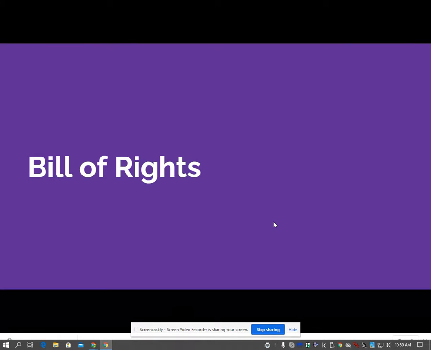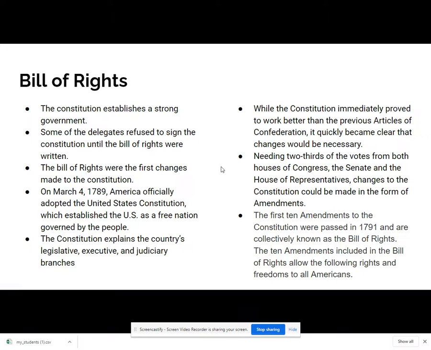Right, boys and girls, today we are going to learn about the Bill of Rights. So, if you remember, we've been talking about the federal government and all the different levels and the three branches of the federal government. So, we're going to learn a little more today, which is called the Bill of Rights.